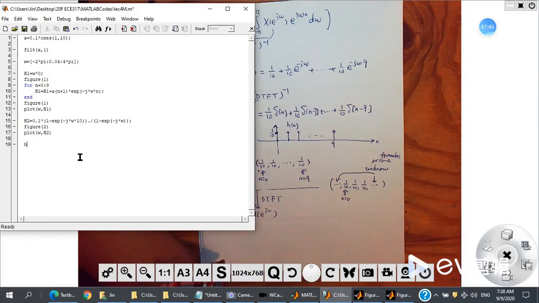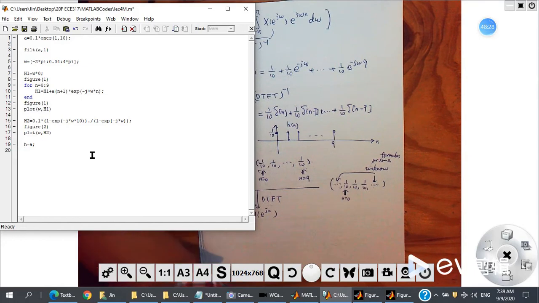Now I want to find h. H is, it's just A, the same as A. You can find it. A is ten values of 1/10, that is 0.1. I have ten 0.1s, and this impulse response also has ten 0.1s. So h is just A.